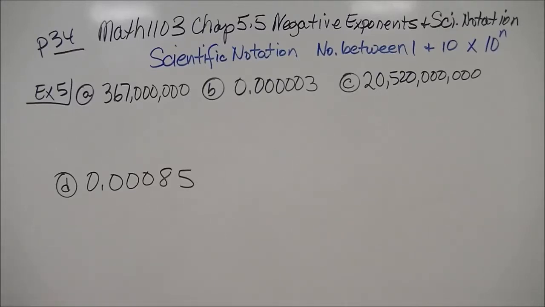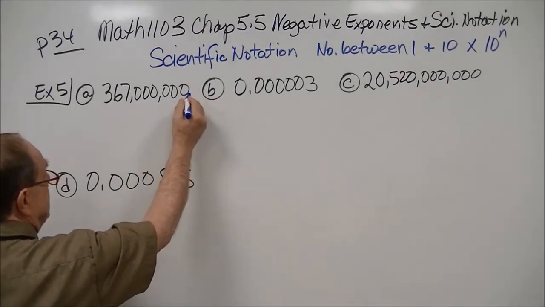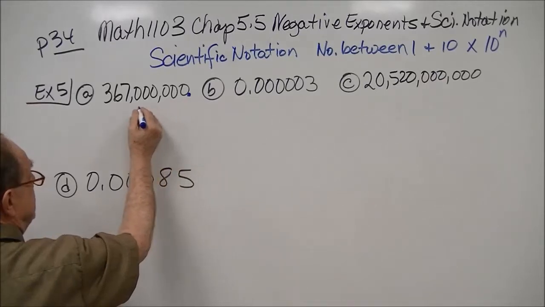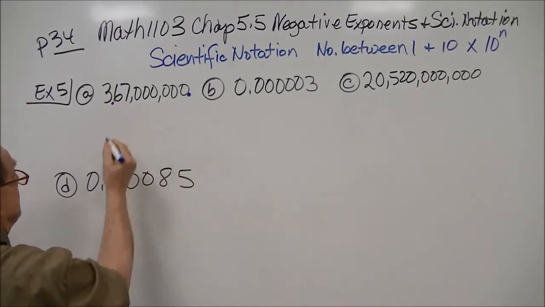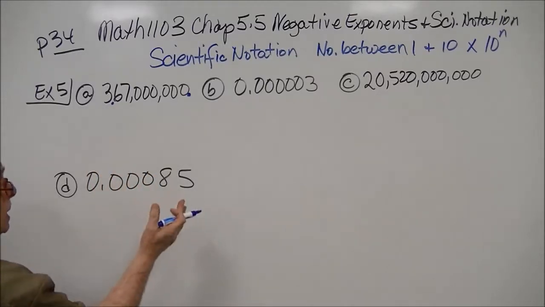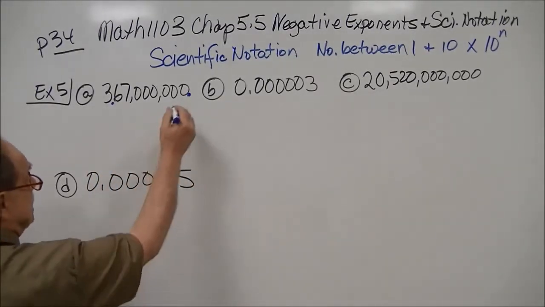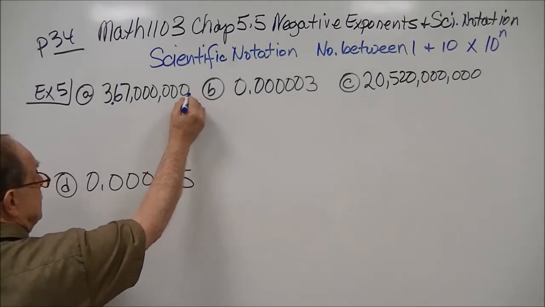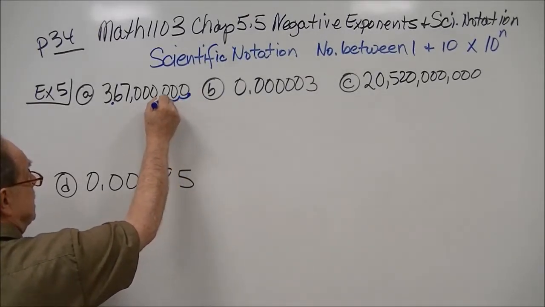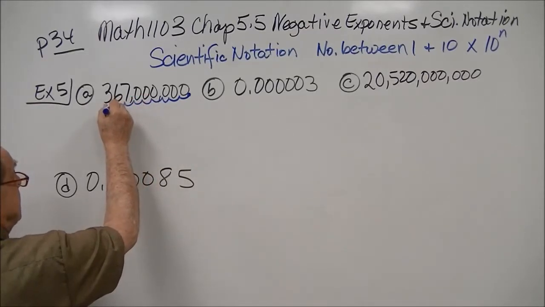So the key is, where is the decimal point? Well, the decimal point is right here. So I'm going to move that decimal point until I get to this number right there, which is now 3 point something, a number between 1 and 10. So let's see how many places I move it. 1, 2, 3, 4, 5, 6, 7, 8.